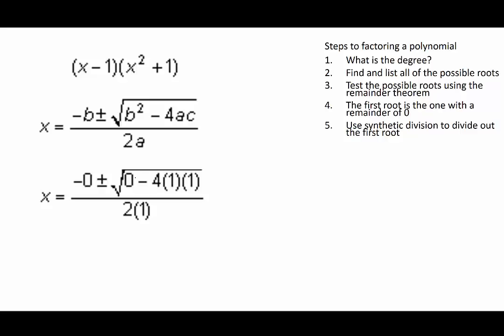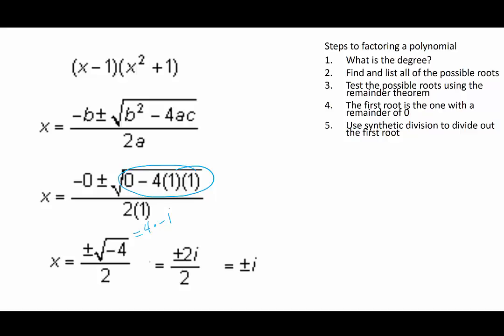So we plug our numbers into the quadratic formula. Next, we're going to simplify the discriminant, which gives us -4 underneath the square root sign, and then a 0 out front. Now, -4 is equal to 4 times -1. The square root of 4 is 2, and the square root of -1 is i. So we have plus or minus 2i. Those 2's can be canceled. So we have plus or minus i.